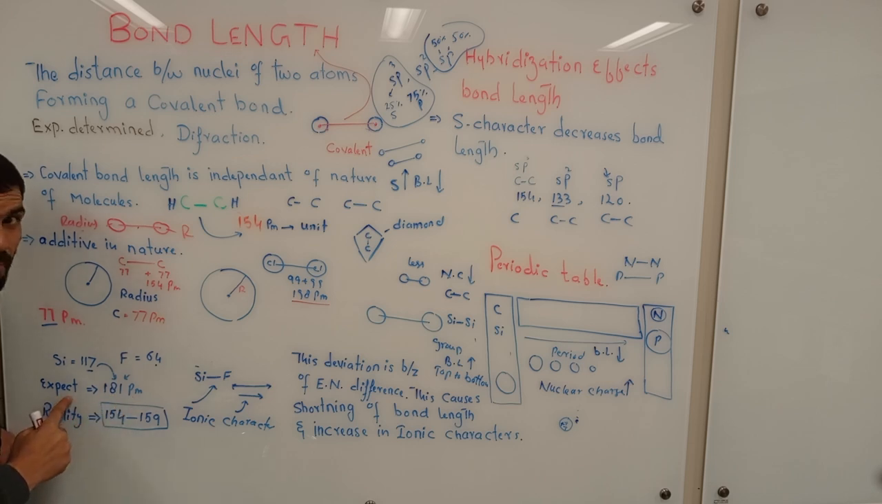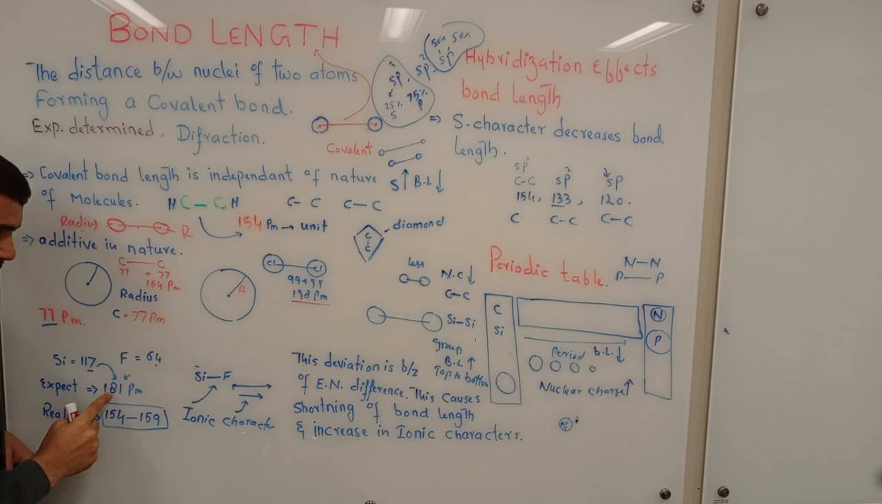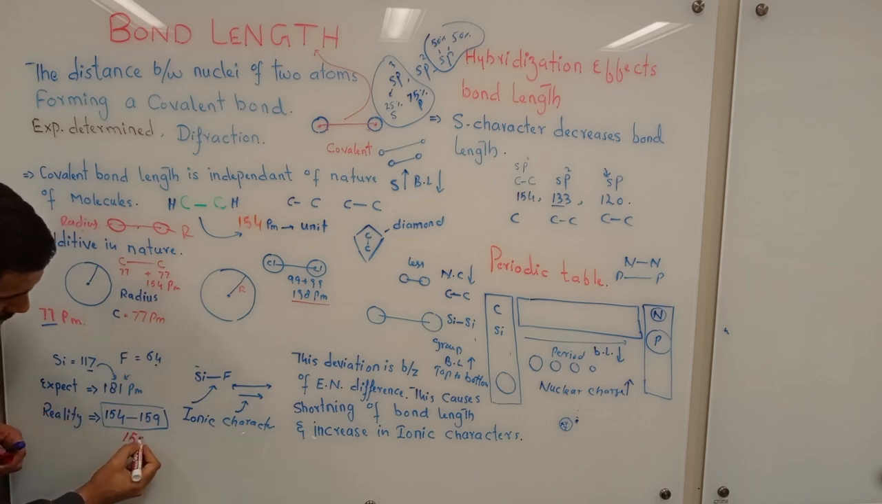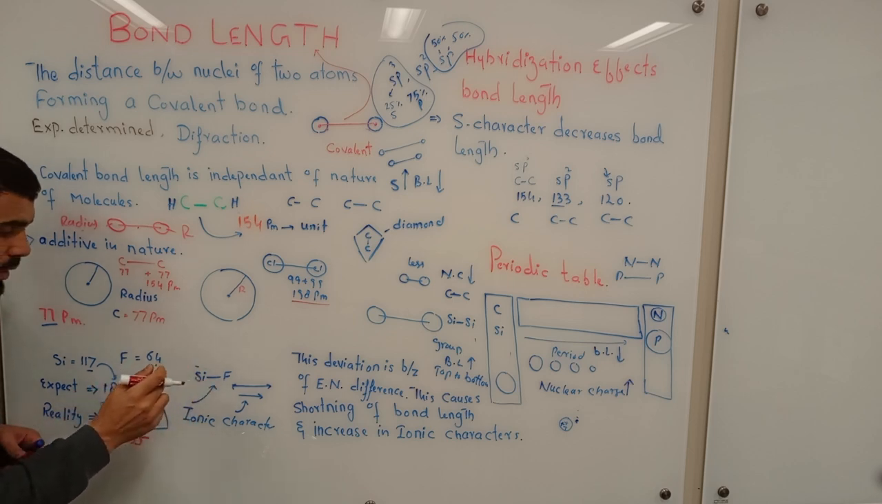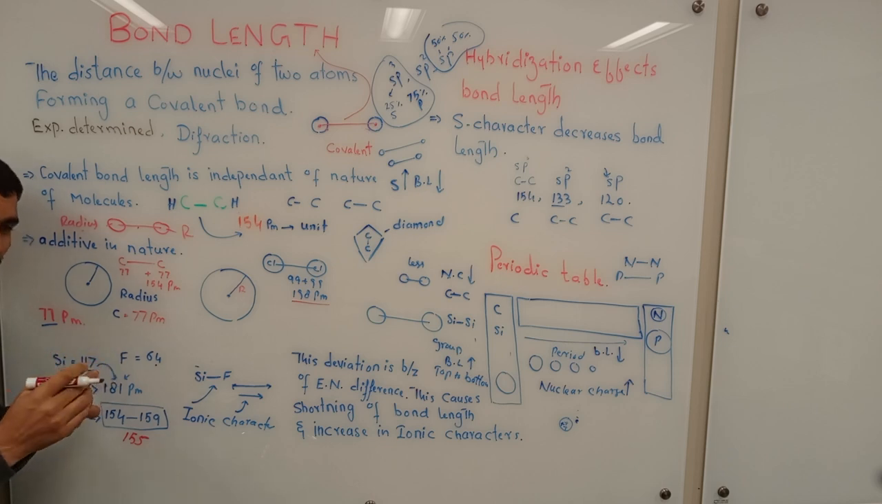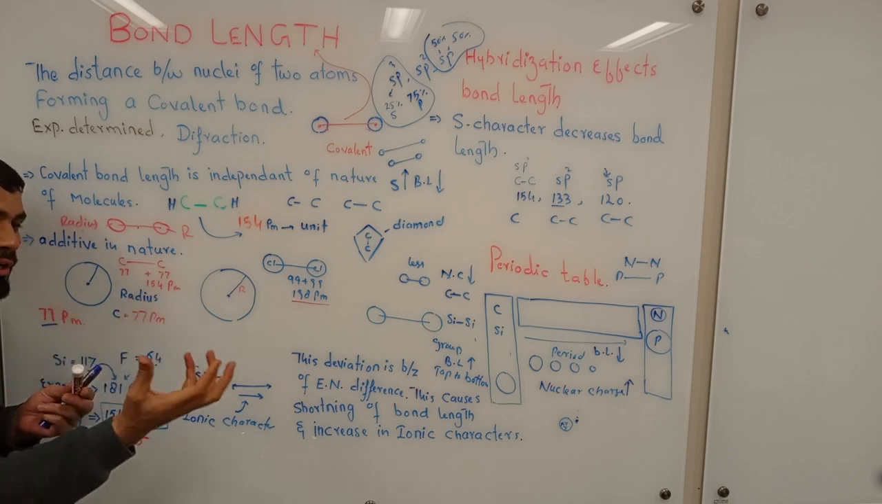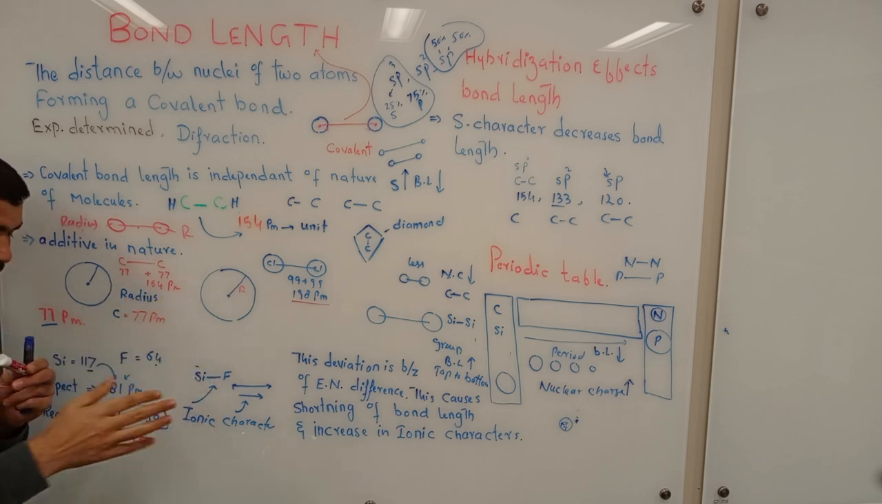This is expected. It means we expect that the bond length would be like this. But in reality, the bond length is not 181, but it is around 154, 159, 155. Suppose it is 155. The bond length is 155, which is less than 181. This is interesting to know: why the real bond length is less than the expected, or why the expected bond length is more than the real.